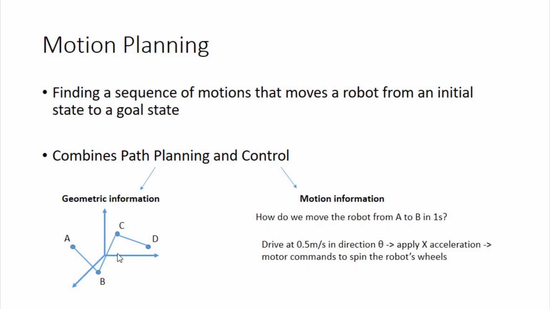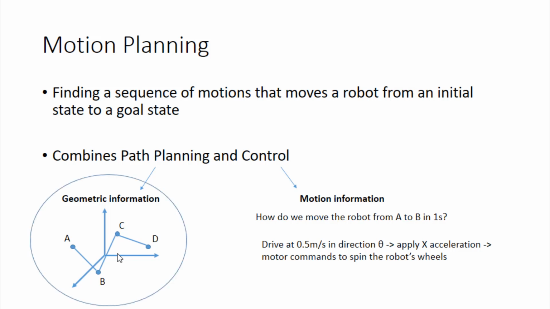But that's only positions, right? That doesn't really tell us how to actually drive the robot. So control is focused on the driving part, the actual motion information. With control, we would ask the question, how do we move from A to B in 1 second? And that might entail something like drive at half a meter per second in some direction, theta, and really what that means is we're going to have to apply some acceleration to our robot. And in order to apply some acceleration, we're going to have to send some motor commands to spin the robot's wheels at the correct speed.